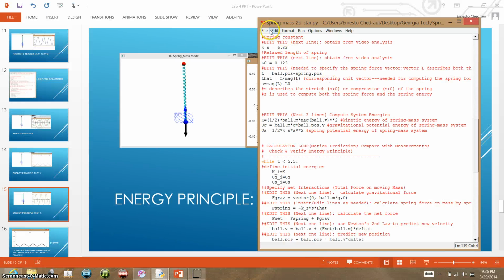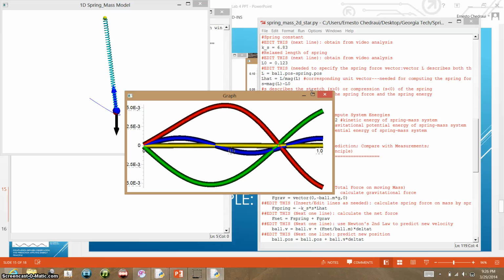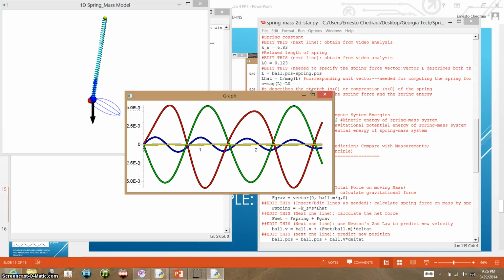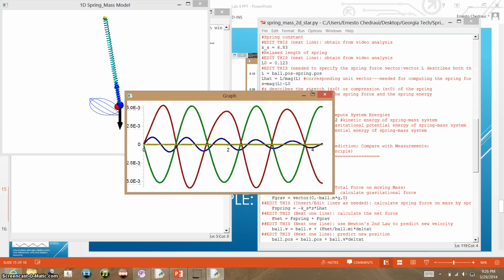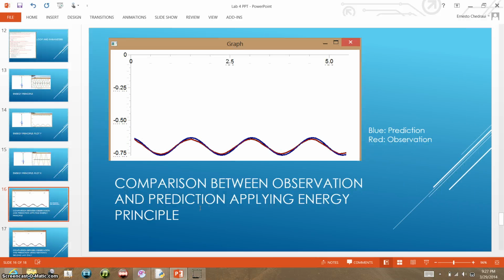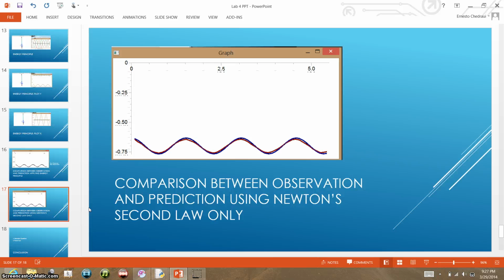Let's run the code to see the spring's motion. As you can see, the arrows point at the spring force and the gravity force. Let's now take a look at the graph comparing the predictions with the observations from the code that uses Newton's second law only, and then for the code that is applying the energy principle. As you can see, the predictions are very close to the observations.